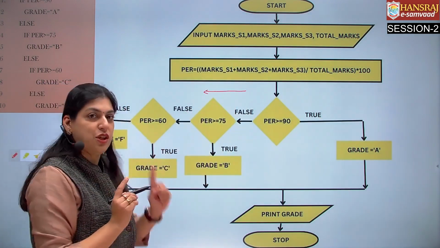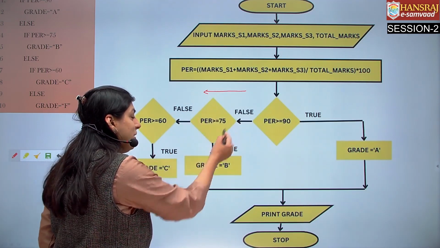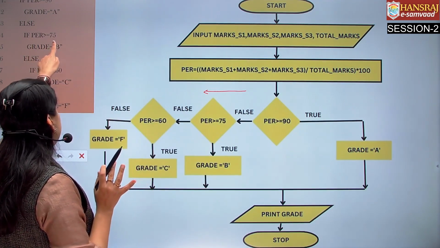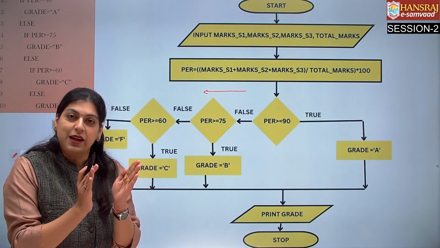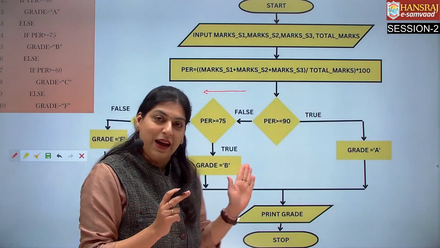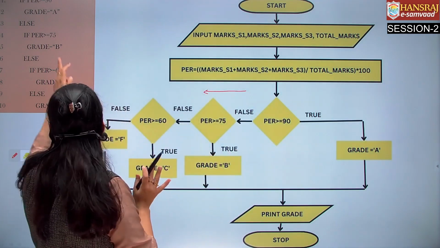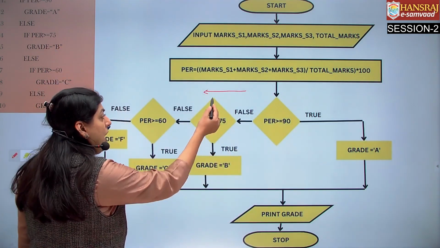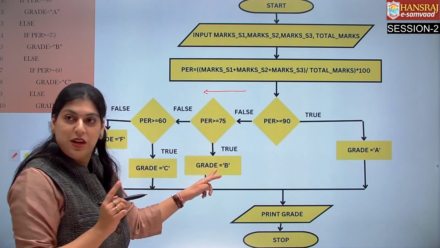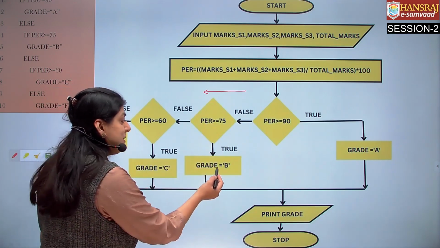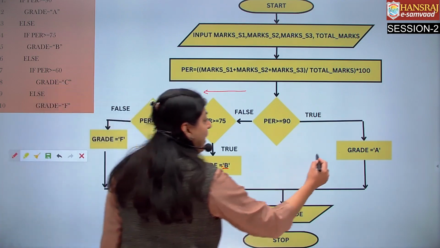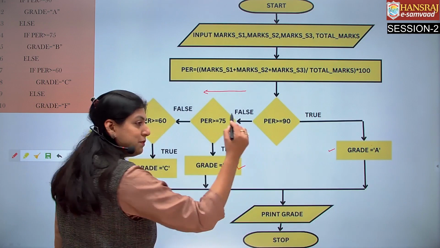Next step, next condition we need to check. Another decision box I need to draw. What it says: if percentage is greater than or equal to 75. Obviously, we are on this side. That means the percentage is less than 90 and greater than 70. Okay, greater than 75. So, I am in this portion now. Yes, this is greater than or equal to 75. So, what will happen? Assign the grade B. Done? So, we are done with this true part.